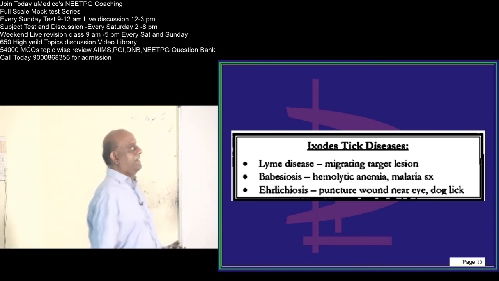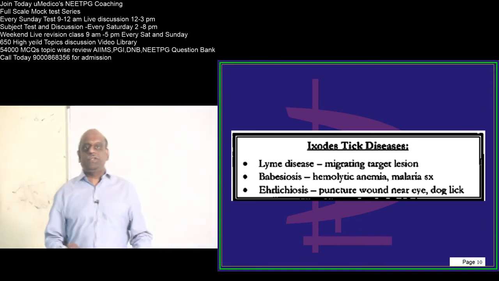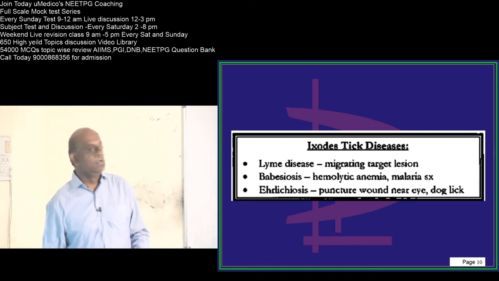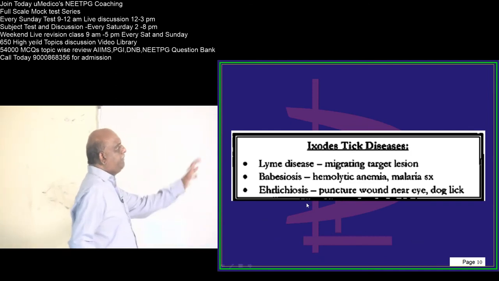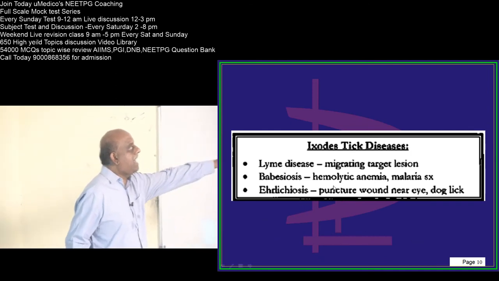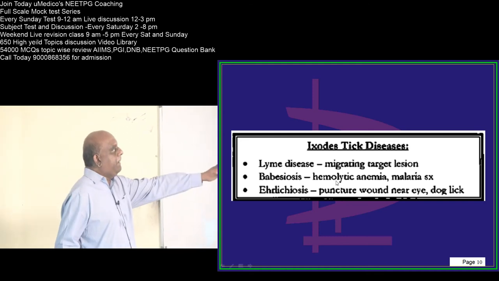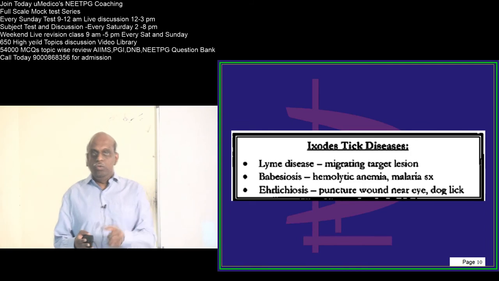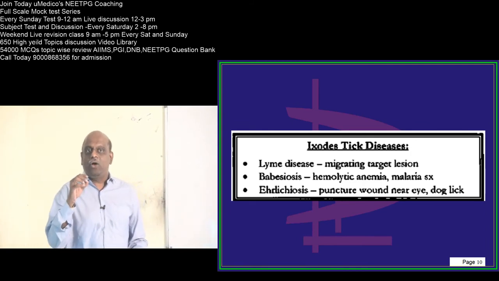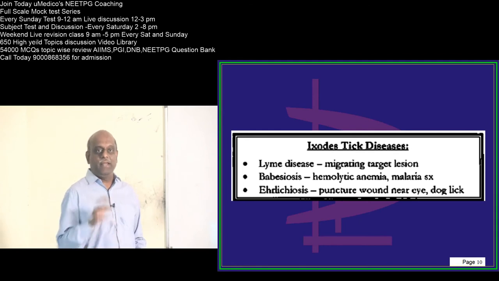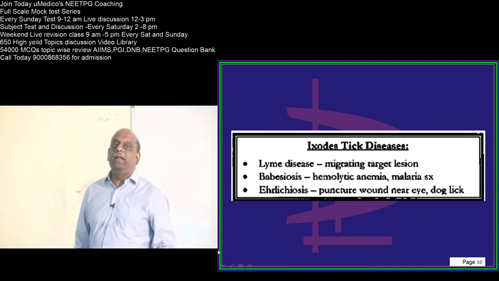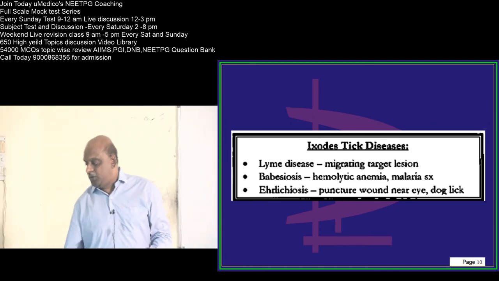Lyme disease, babesiosis, ehrlichiosis, all three you should remember: tick, tick, tick. Now, how do you differentiate? You have a migrating target lesion in Lyme. Babesiosis leads to hemolysis, just like malaria, which is an intra-erythrocytic organism. Even Babesia is inside the RBC. That is the specialty of it. Then puncture wounds can lead to development of ehrlichiosis, is what I want to underscore to all of you.